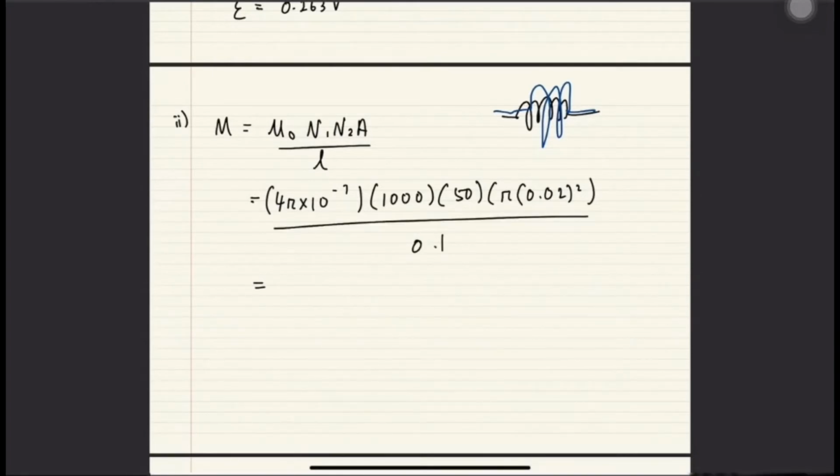Jadi kamu kena biasakan tekan ya. Sebab apa? Kadang-kadang student tak tekan yang 4 pi negative 7. Kita tekan. So this time I got 7.895896. So 7.90 times 10 negative 4. Unit dia apa? Inductance. Henry. Okay, that one's for 2.